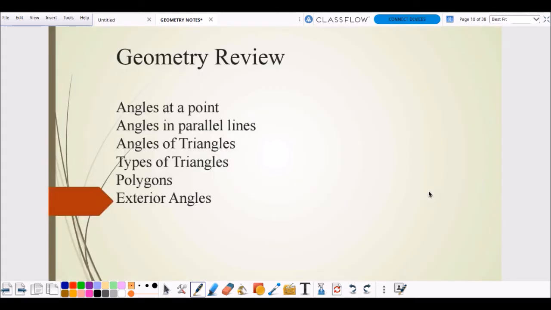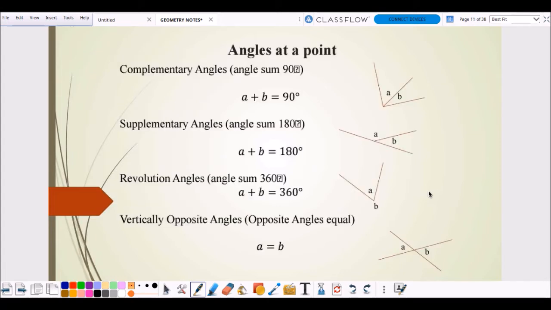Right, so the main things that we need to know today are that you're going to find angles at certain points, angles based on your parallel lines, angles of triangles, types of triangles, polygons, and exterior angles. So these are the 6 things that we'll quickly try and smash through today. Alright, let's go through it. So angles at a point.